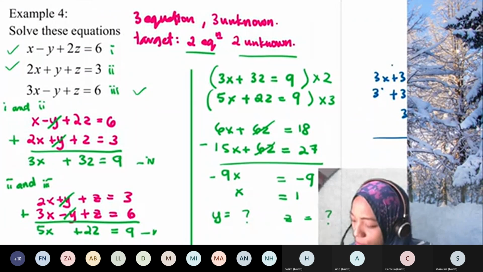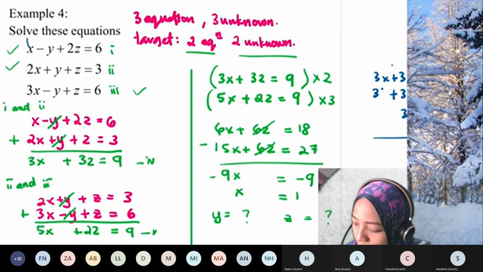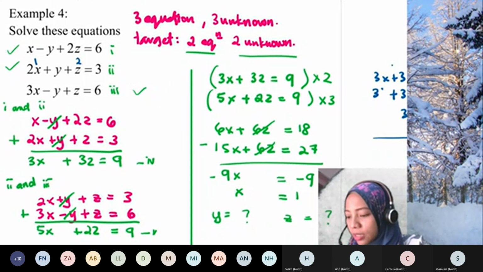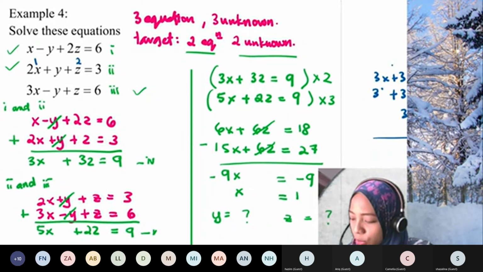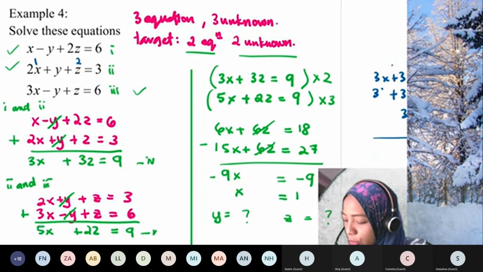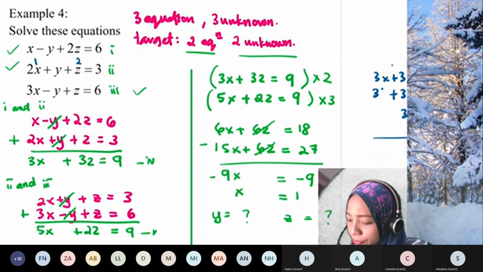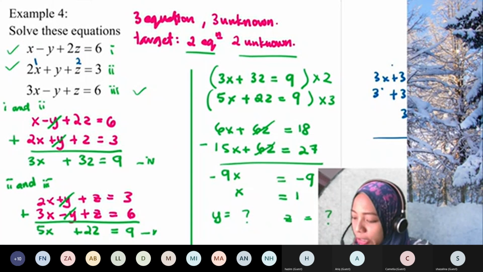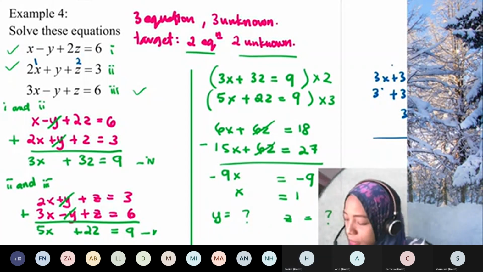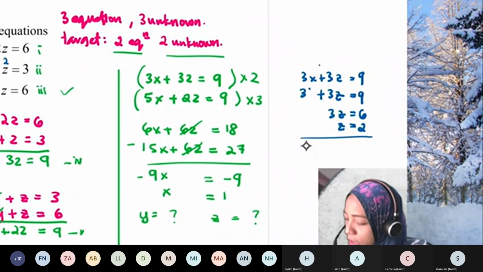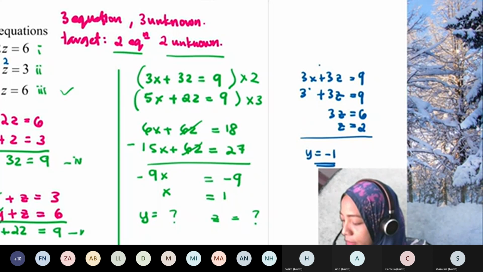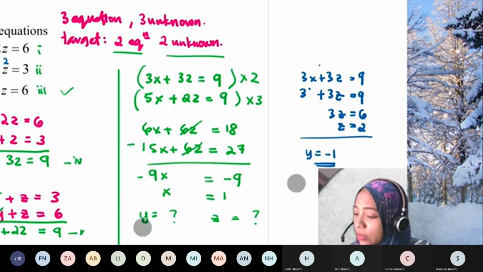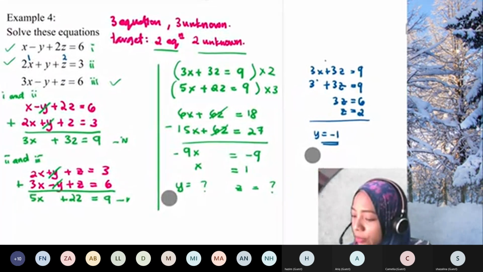When z equals to 2, you know x equals to 1. 1, z equals to 2, how much? 2 plus 2, 3. Negative 1. y equals to negative 1, right? Yes, madam. So you substitute any of the three equations 1, 2, 3, so you get y equals to -1. That is how you solve when you are given three equations, three unknowns.